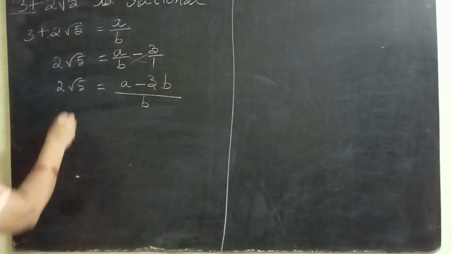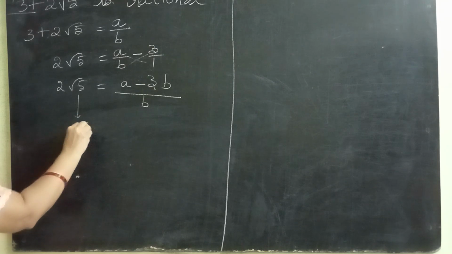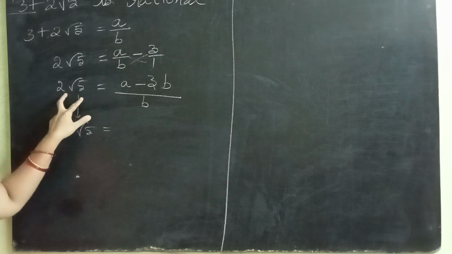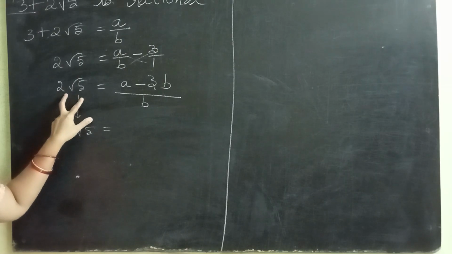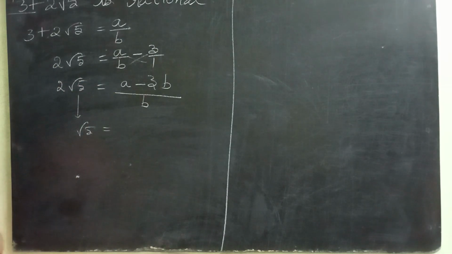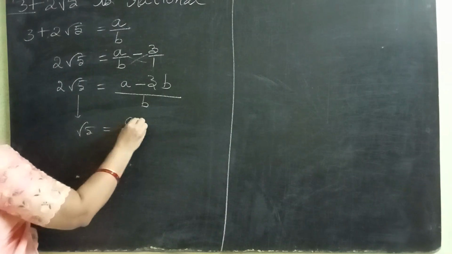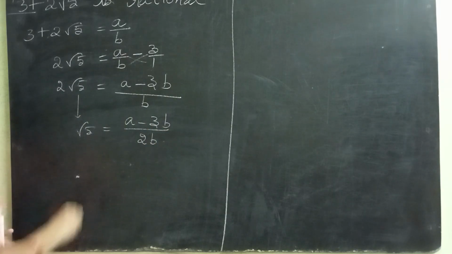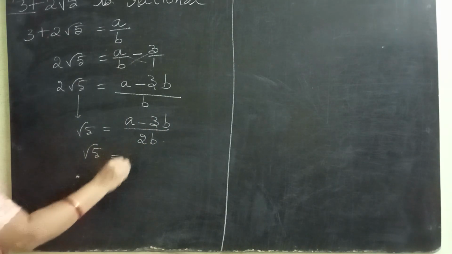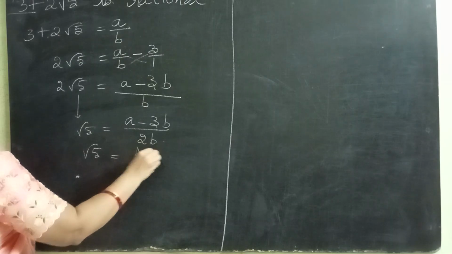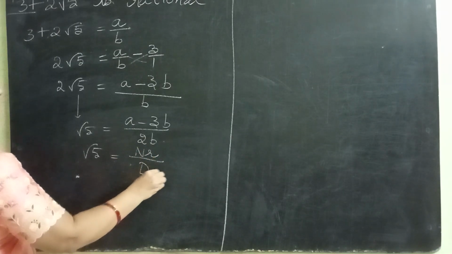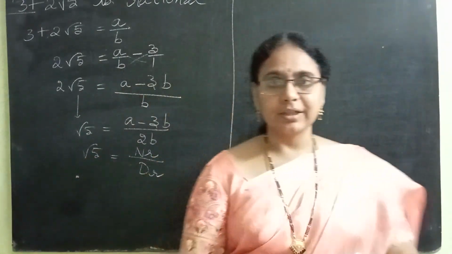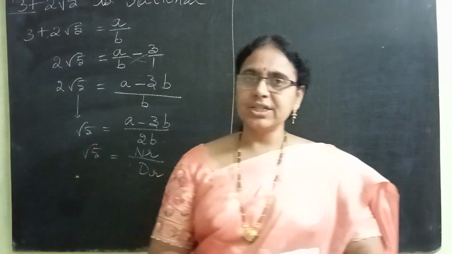Here I want only root 5. With root 5, which number are you observing here? It's 2. What operation is going on between these two? It's product. When you transpose it to the opposite side, it becomes division, so in the denominator you write 2. So here you got root 5 in the form of numerator by denominator. What does numerator by denominator mean? That means it is rational.